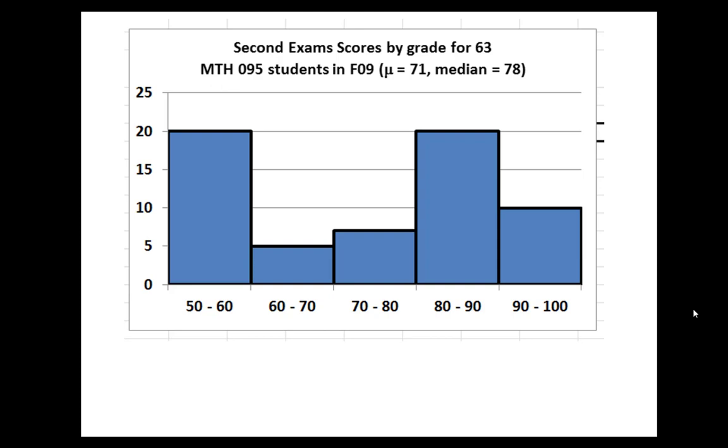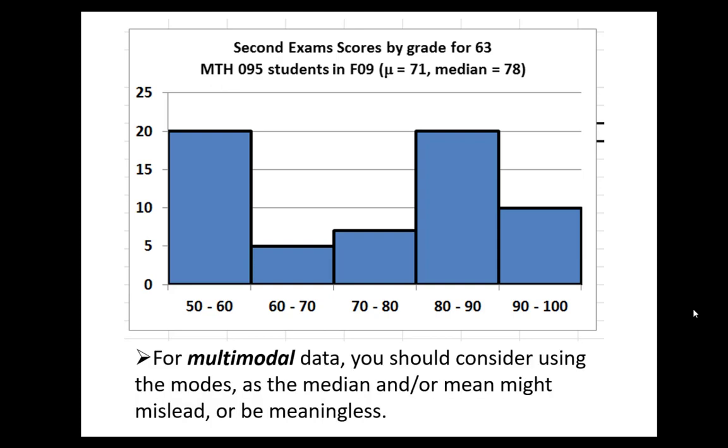What is up with that spike from 50 to 60? So I went and took a closer look at the students who got that 50 to 60. I reached out to them, and I found out what was going on. And it enabled me to get those students the resources they needed to do better in the course. So I guess the point is when you have what's called multimodal data, which is just data that has more than one spike like this one does, maybe consider, instead of just using the things you're used to, the mean or the median, consider the modes, because the modes might actually be telling you something.